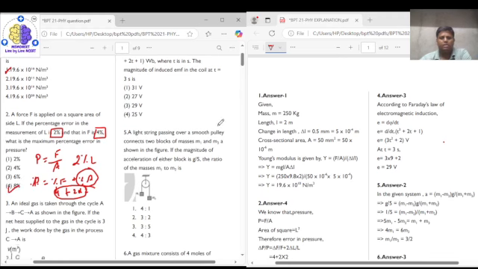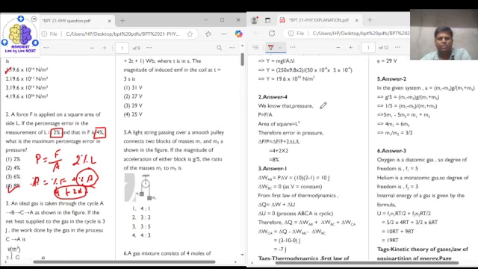How it has been done, you can see: pressure is equal to force upon area and area is equal to L square. Therefore, relative error in pressure will be equal to relative error in force plus 2 times the relative error in length, right? So it has been given as 4 and this as 2. Putting it, we get the answer as 8%, right? Now then comes question number 3.